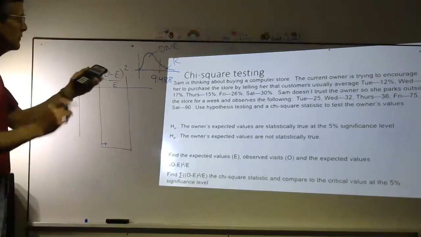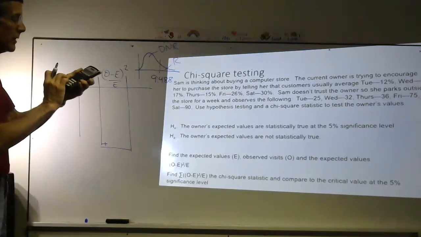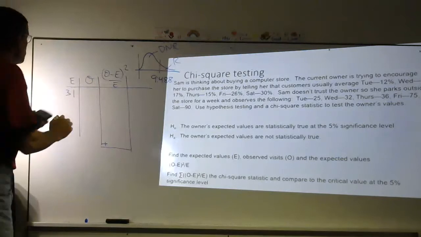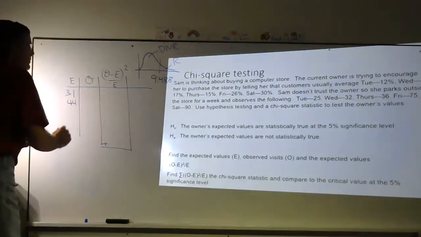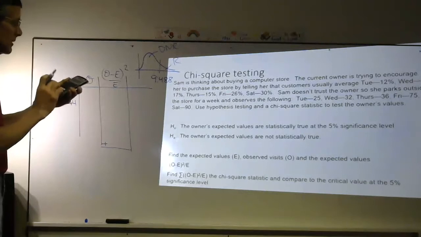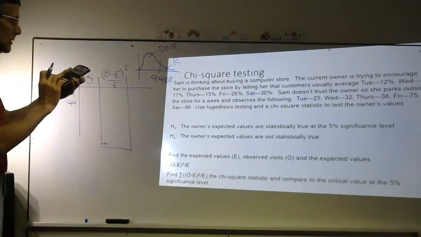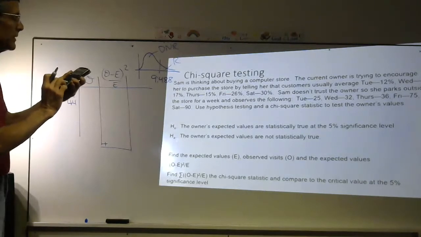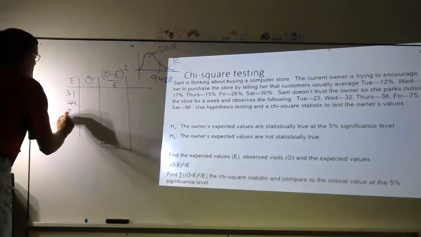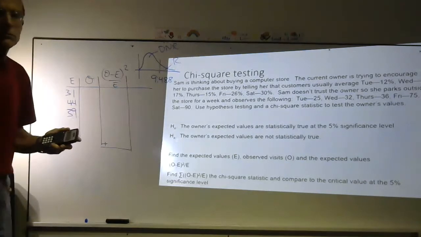I'm going to take 258 times 0.17. That should be 44, rounding off to the whole number of people. I'm going to take 258 times 0.15. That should be 39, rounding off to the whole number of people.